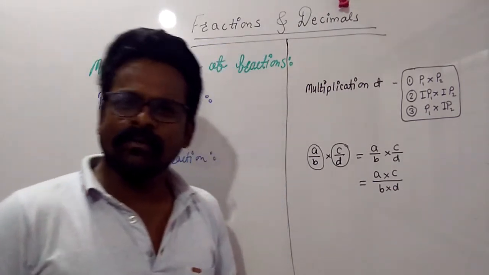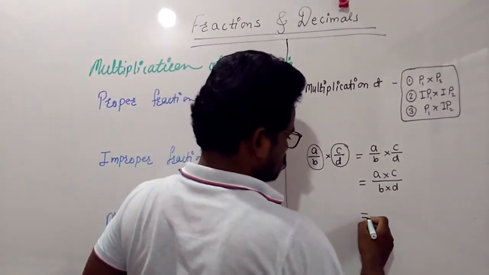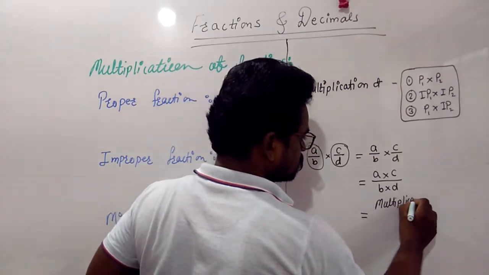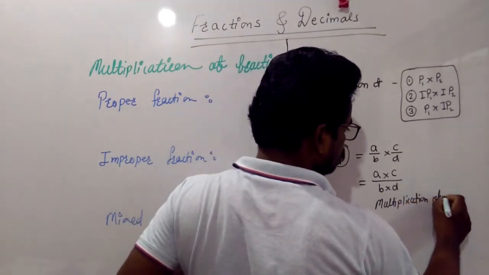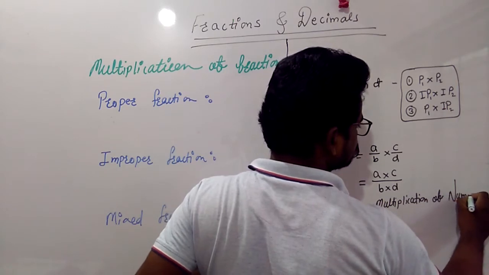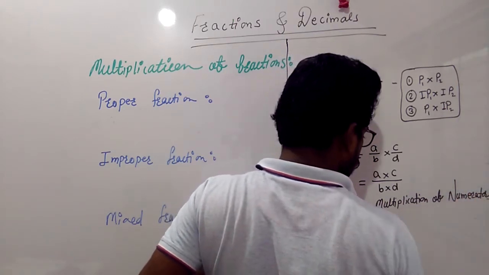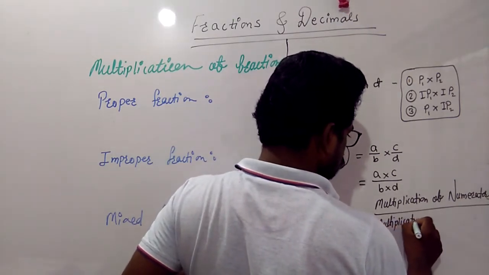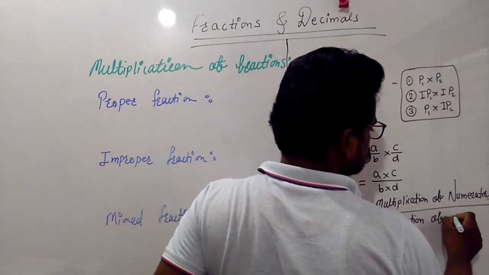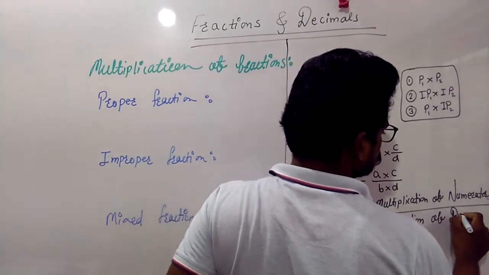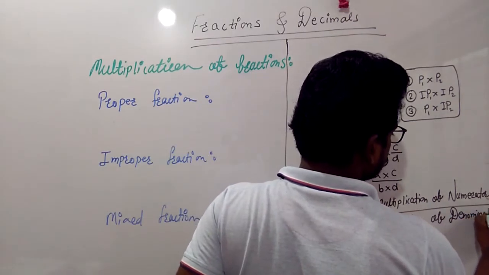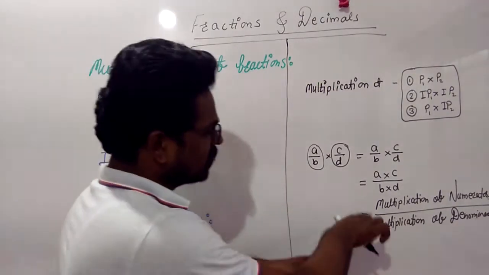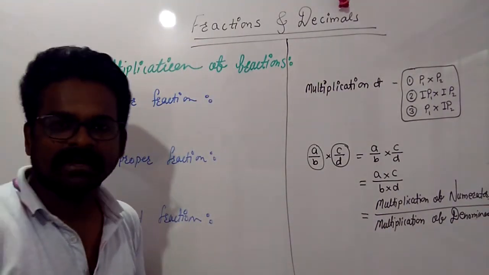So in simple words, we can define it as multiplication of numerators upon multiplication of denominators. Multiplication of numerators in the numerator and multiplication of denominators in the denominator. So we did it in that way.